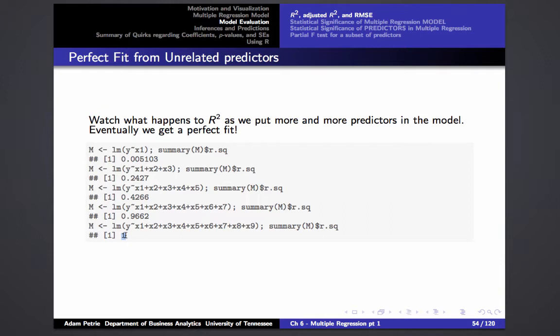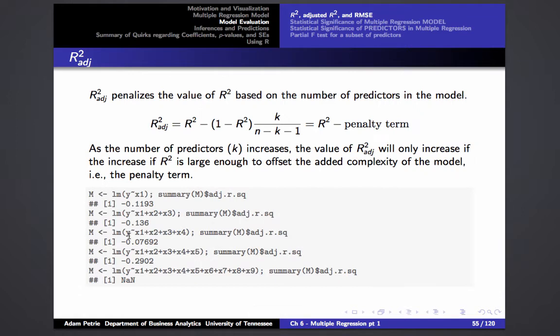So r squared has this drawback that when we add in new predictors into the model, even when they're not related to y whatsoever, it makes the value of r squared get bigger. So what do we do about this? Well, instead of using r squared, a fairer number that gives a better idea of how well the model fits the data is r squared adjusted. And what r squared adjusted is going to do is it's going to take r squared and then penalize it based on the number of predictors in the model, basically penalizing it by how complex that model is.